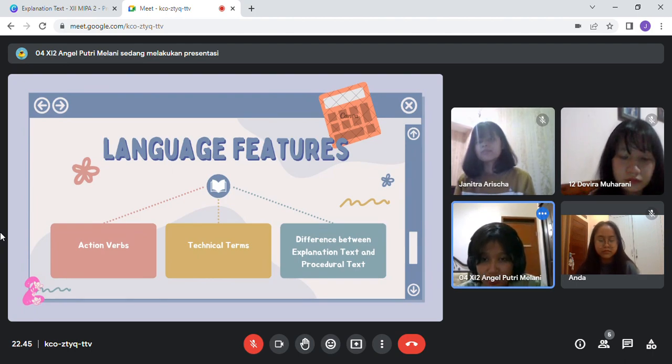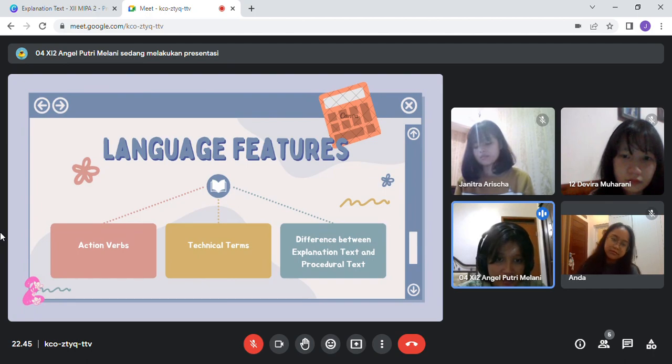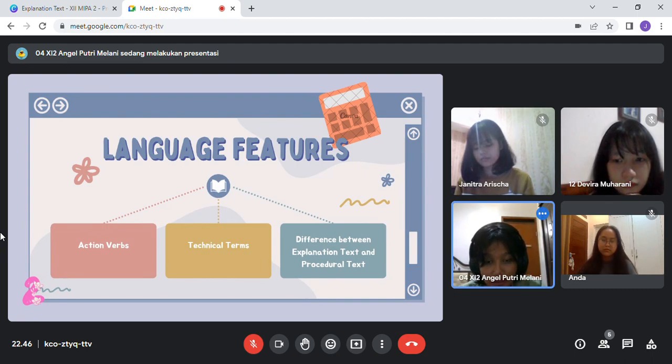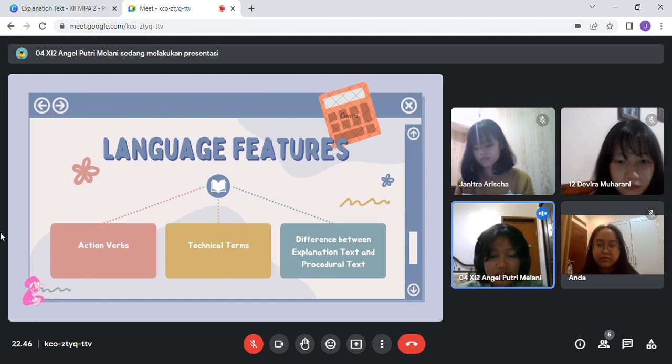The difference between explanation text and procedure text in language features is that explanation text does not use imperative sentences, but procedure text does. Procedure text does not use passive voice, while explanation text does. Procedure text is about writing efficient instructions to complete a task, and it focuses on how, unlike explanation text, which uses why to ask for the reason.